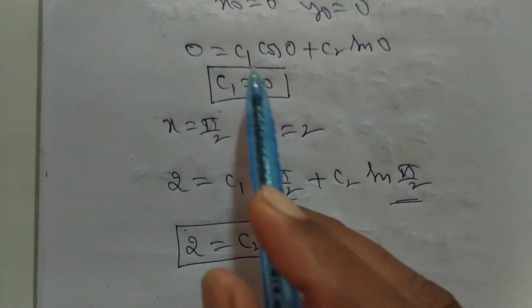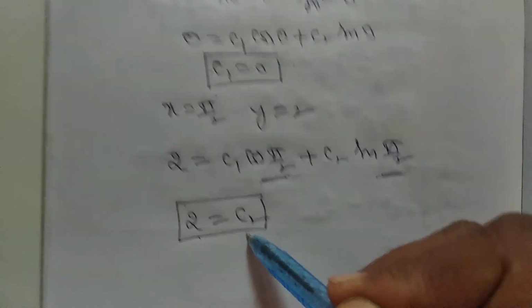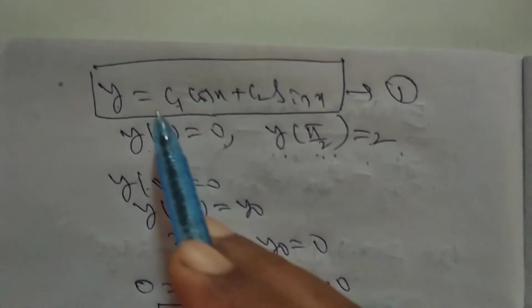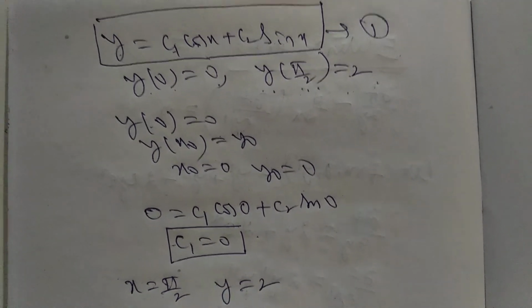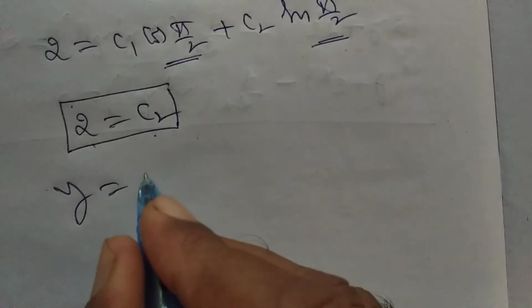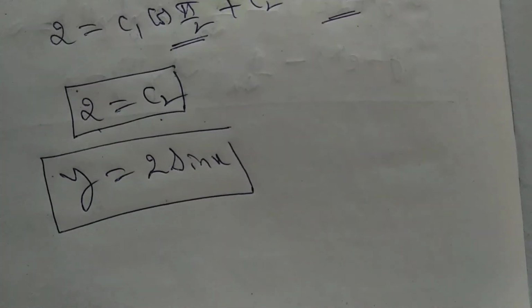So now c1 is 0 and c2 is equal to 2. The c1 term becomes 0, and the c2 value becomes 2. Now substitute in equation 1. So y = 0 + 2 sin x, that means y = 2 sin x. So this is the answer.